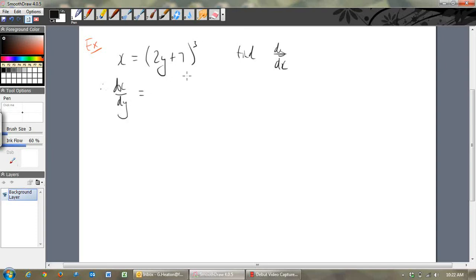So what we want to do is take the derivative of this with respect to y, which is the same thing as with respect to x, but just with a different variable. To do the same thing, here we have the chain rule. So what does the chain rule say? We differentiate the outside function, so the 3 comes down the front, we leave everything on the inside as it is, that 3 becomes a 2, and then we multiply it by the derivative of what's on the inside. The derivative of what's on the inside is just 2. So that's equal to 6 times (2y plus 7) squared.